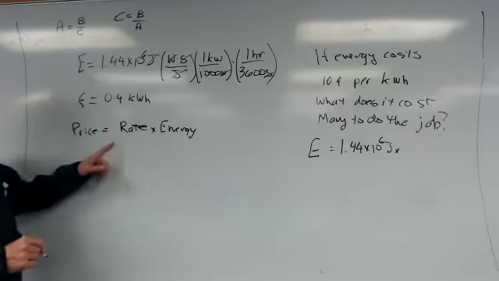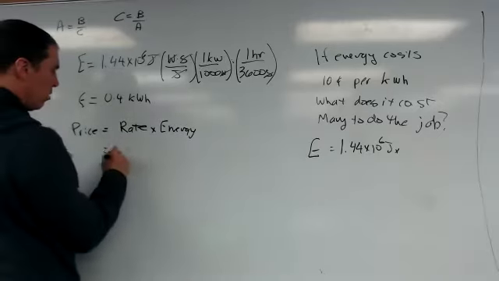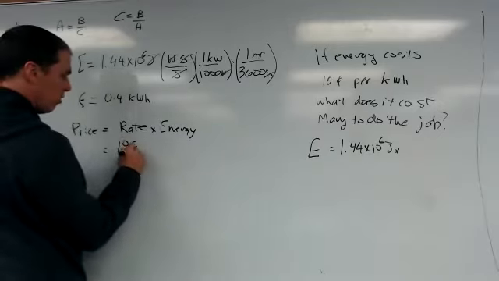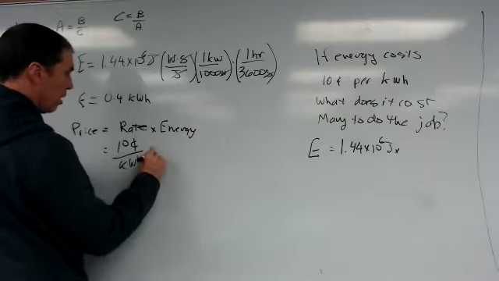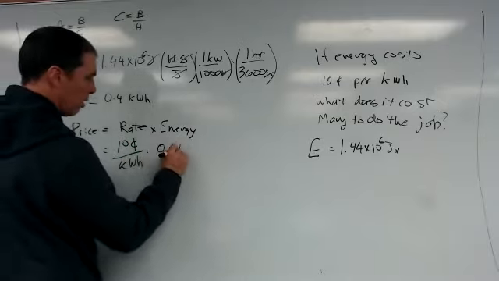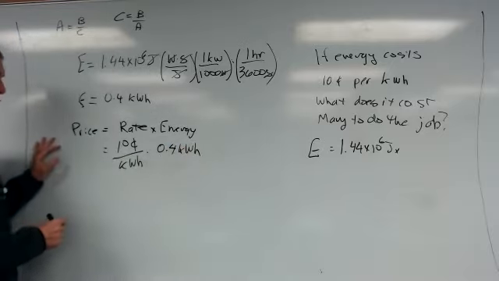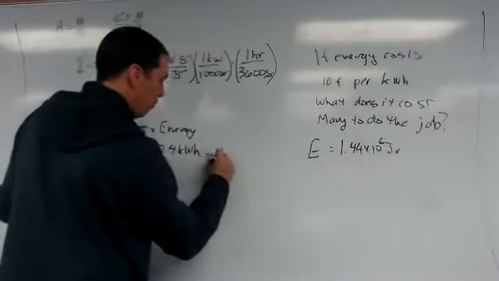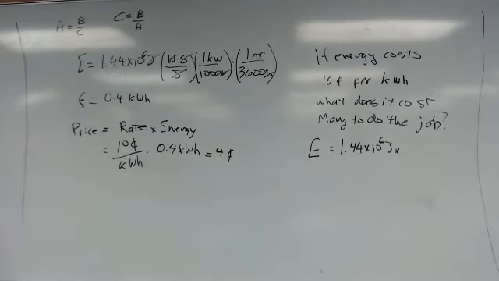The price you have to pay is just the rate times the energy you consume, right? And so that's just 10 cents per kilowatt hour times 0.4 kilowatt hours. Right. So Bob has to buy three Snickers bars, and Mary has to spend 4 cents.